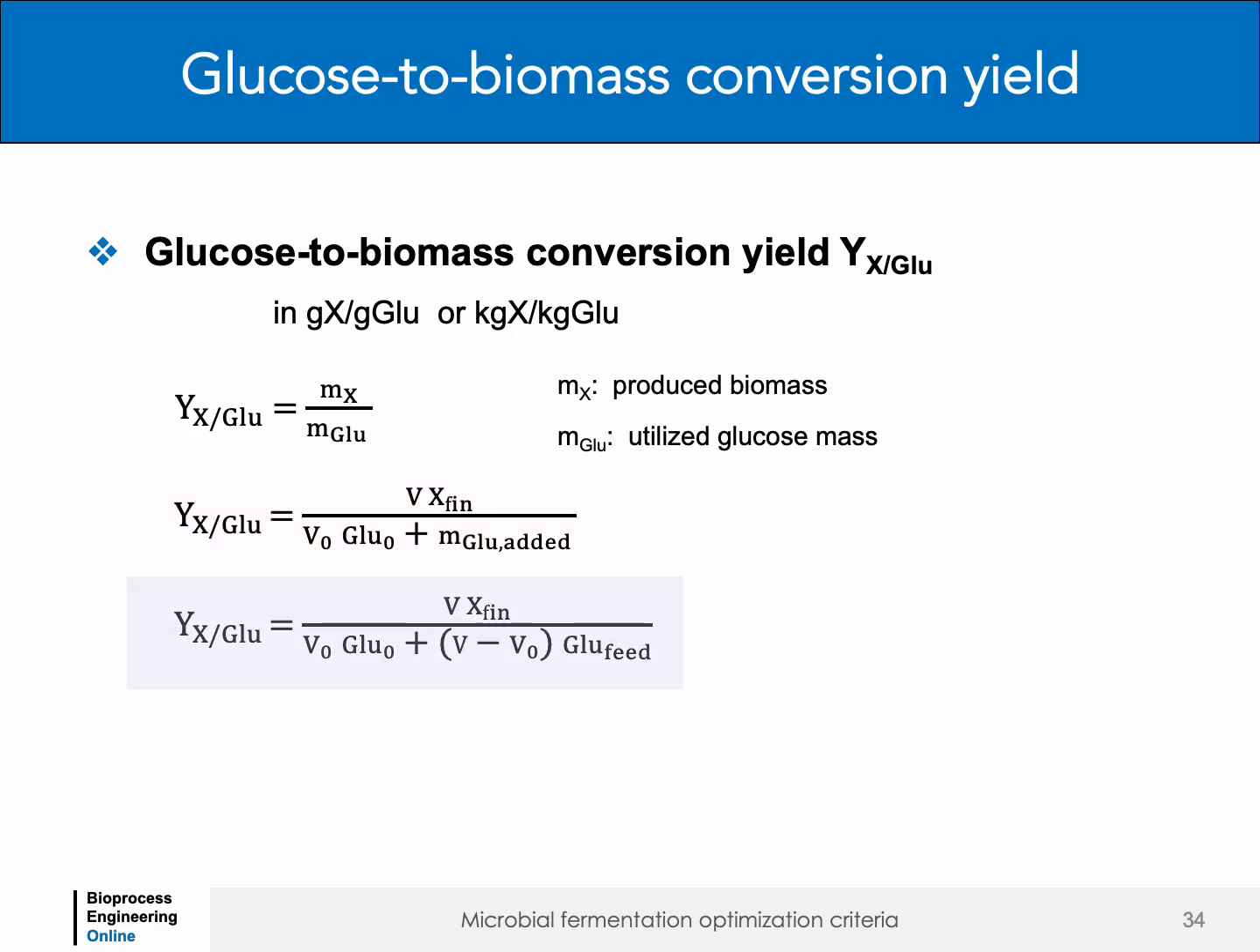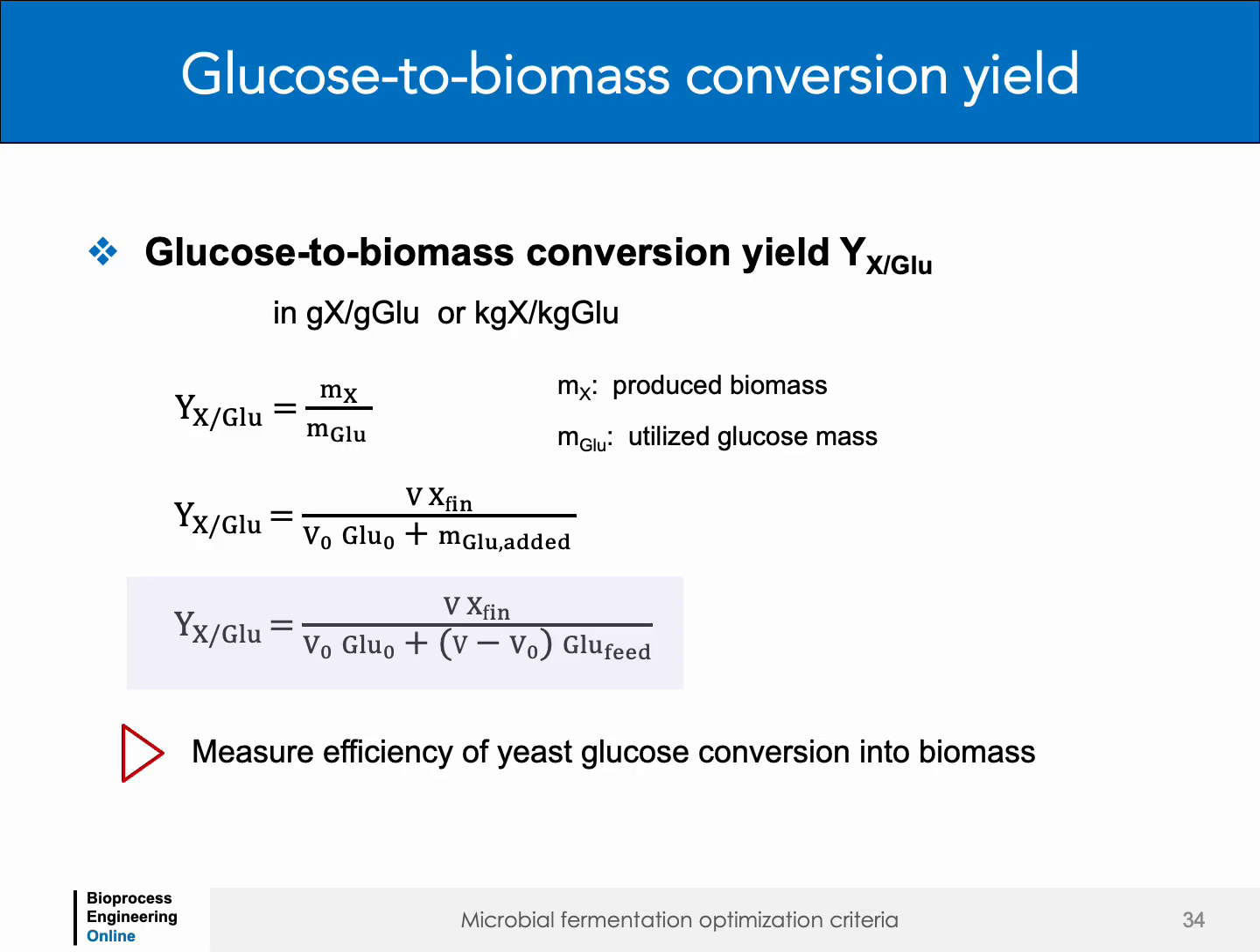The mass of glucose added during feeding is determined from the volume of feed medium added, V minus V0, multiplied by the glucose concentration in the feed, glu feed. Accordingly, the conversion yield Yx/glu is calculated as V times X fin divided by V0 times glu 0 plus (V minus V0) times glu feed. Thus defined, the glucose conversion yield measures the efficiency with which yeast convert glucose into cellular biomass during the fed batch fermentation.